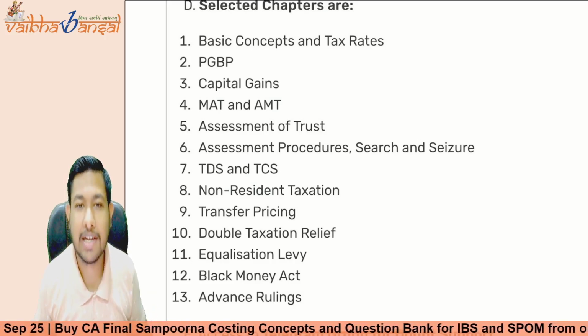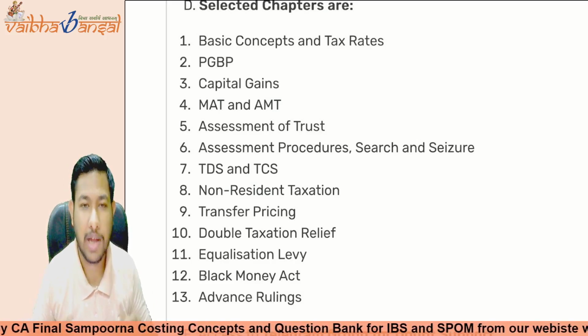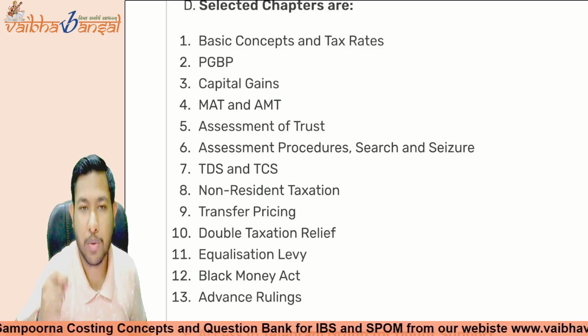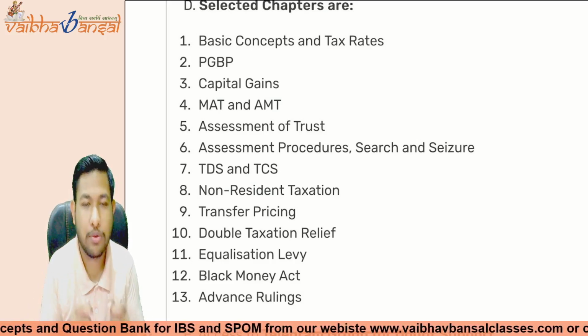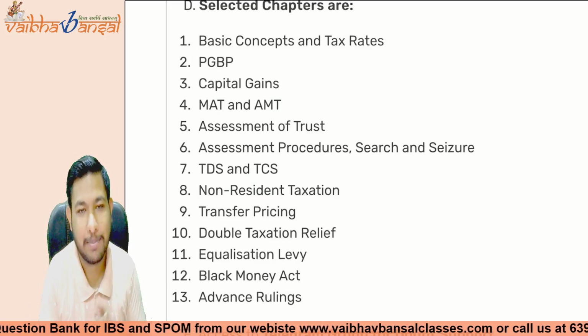Start working hard, start preparing hard. You have to become a CA in the September 2025 attempt. Make it a promise. Promise yourself that you are going to become a CA in the upcoming attempt. All the very best.